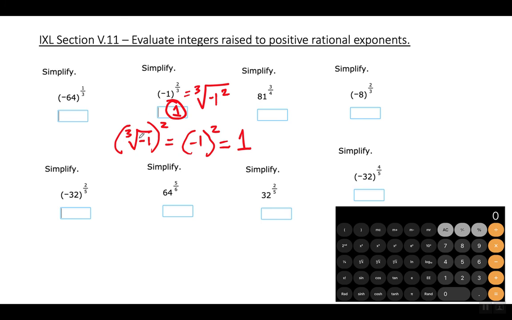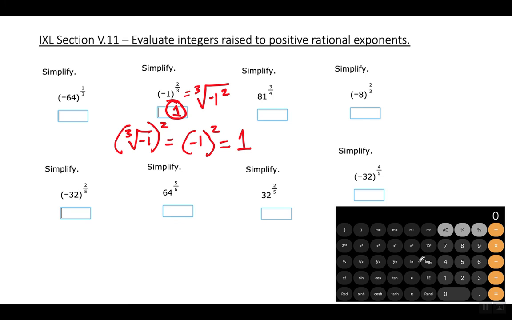Again, what's the cube root of negative 1? Negative 1. And what's negative 1 to the second power? Positive 1. ¿Qué es la raíz cúbica de negativo 1? Negativo 1. ¿Y qué es negativo 1 a la 2? Positivo 1. I already explained how to do it on your calculator.